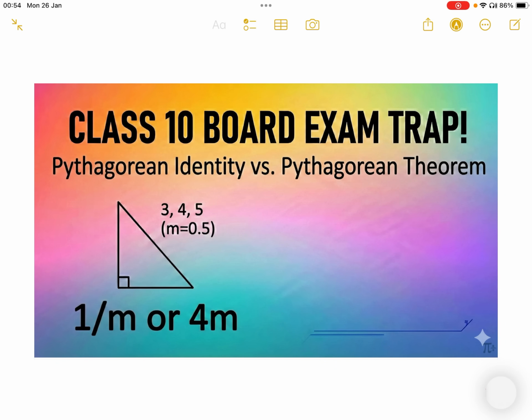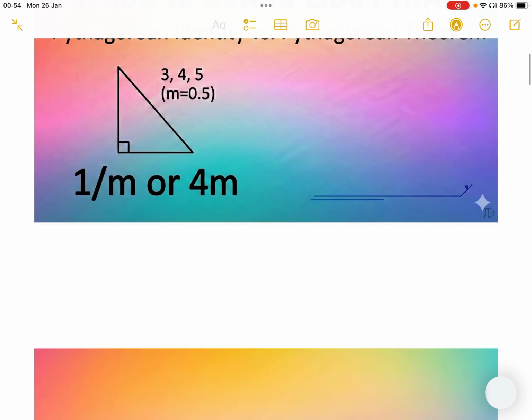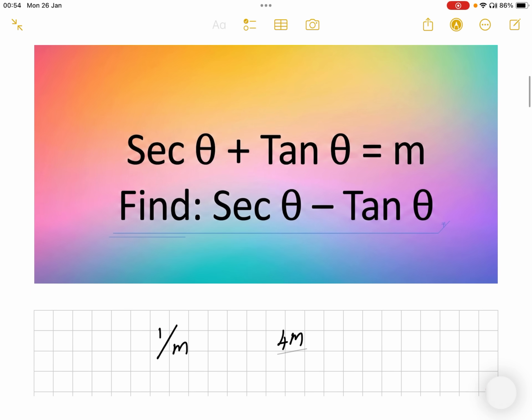Class 10 students, this mistake can cost you full marks. Two students solved the same question and both got different answers. But in board exam, only one answer can be correct. This situation is called option collision. In the next 3 minutes, I will show you why this collision happens and how to avoid it forever.